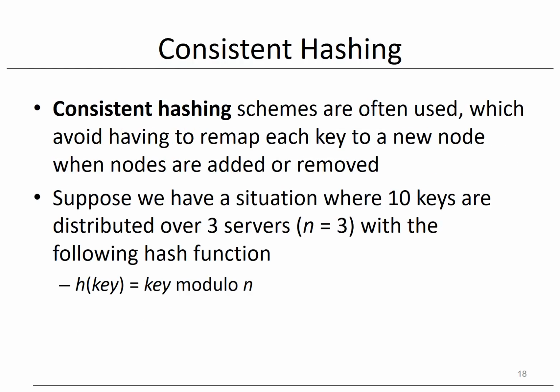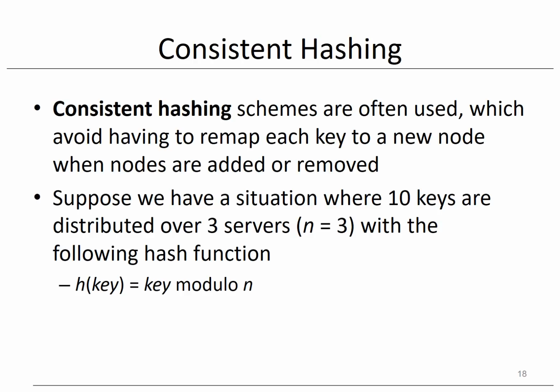Thanks to the membership protocol, nodes are eventually aware of one another. They can now partition hashed key value pairs amongst them. To do so, consistent hashing schemes are often used, which avoid having to remap each key to a new node when nodes are added or removed.